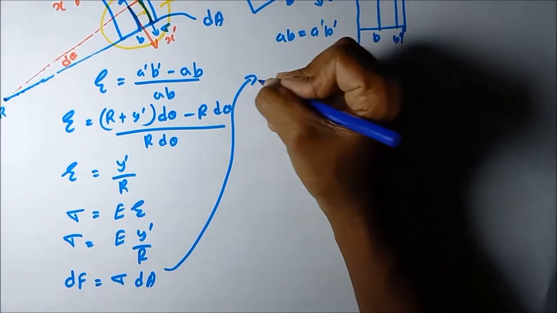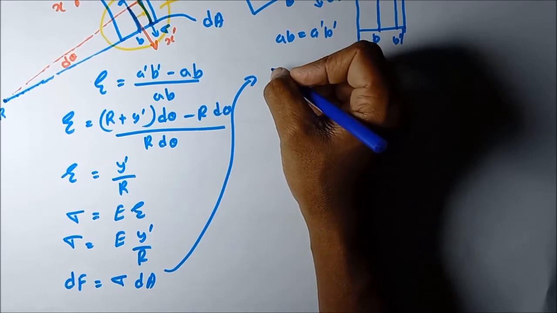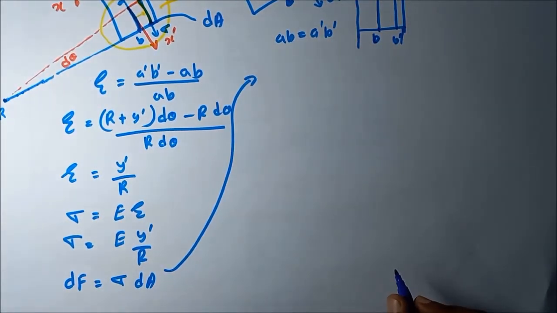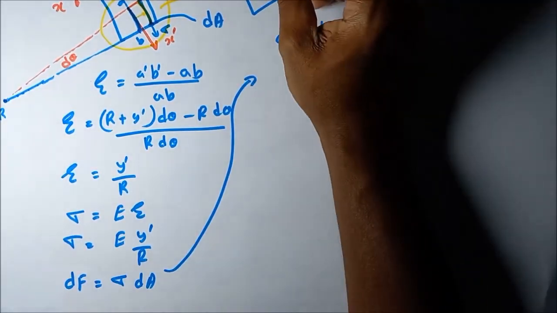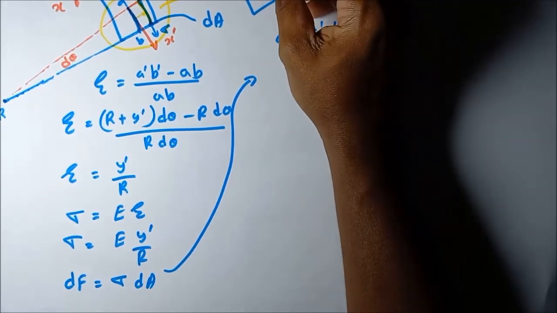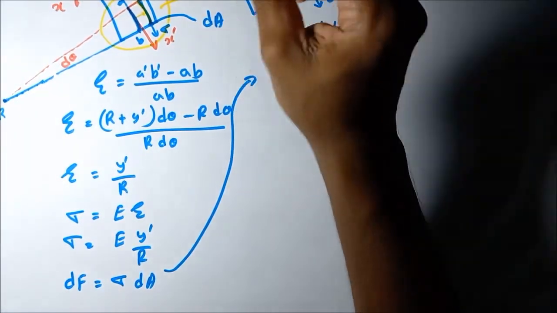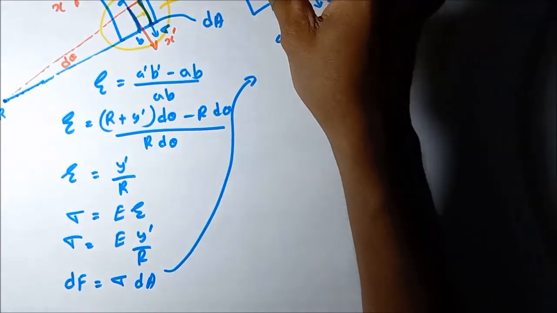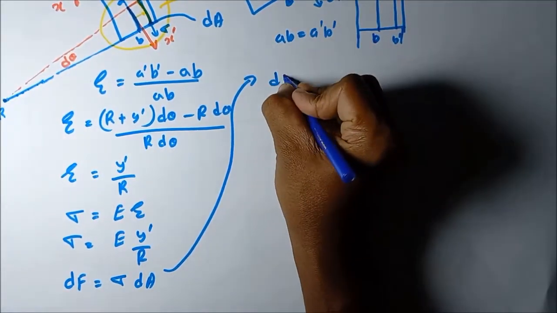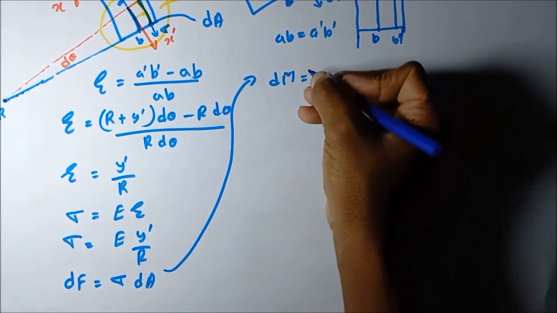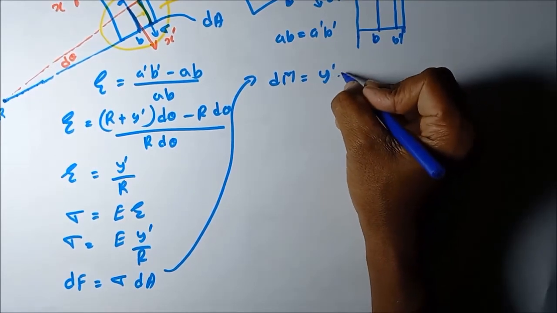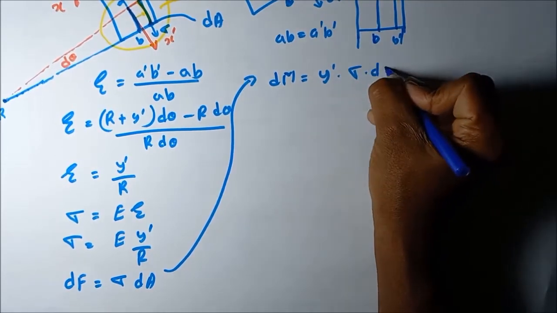Let's take the calculation to this position. So then how to calculate the moment produced around this axis, which passes through the neutral layer, due to this dF force? What is the dM moment? The dM moment is equal to the lever arm, y dash, into sigma into dA.